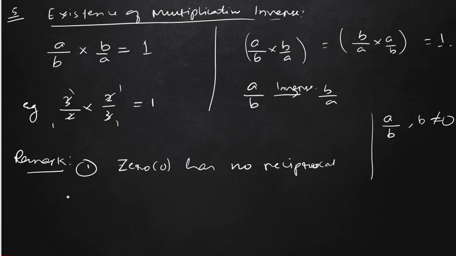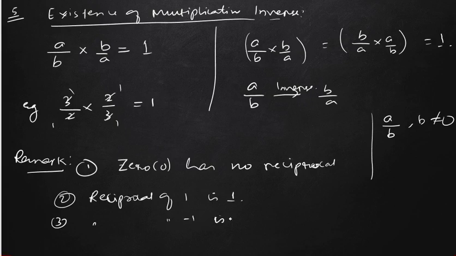Similarly, if we take the second remark, the reciprocal of 1 is 1. And similarly, the third one, the reciprocal of -1 is -1. So you can be asked a question: name a rational number whose reciprocal is the same. So 1 and -1 are the rational numbers whose reciprocal is the same.